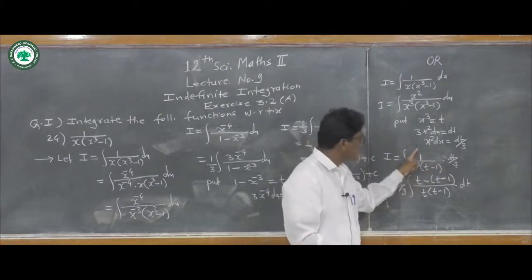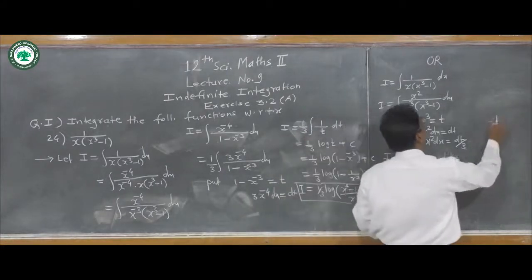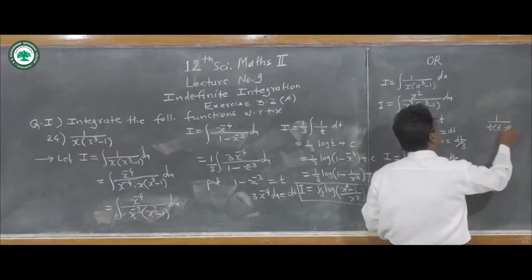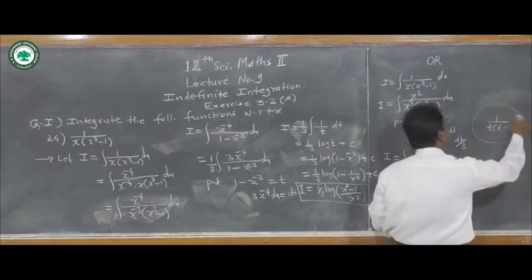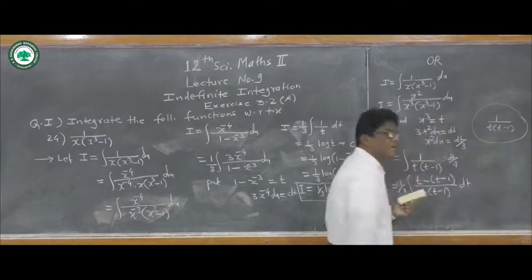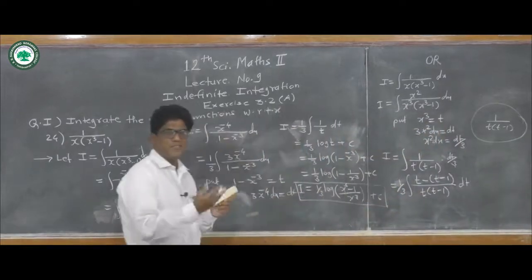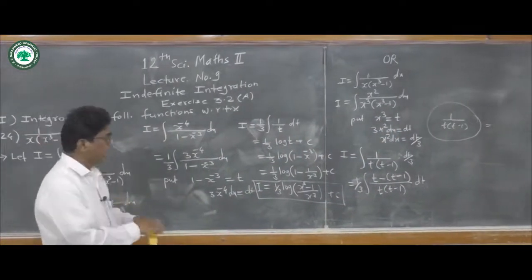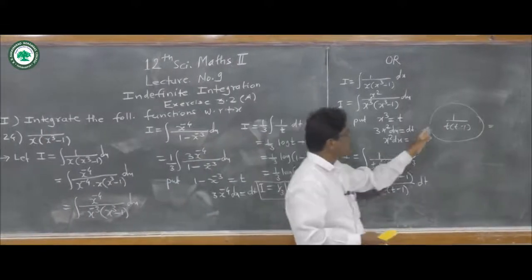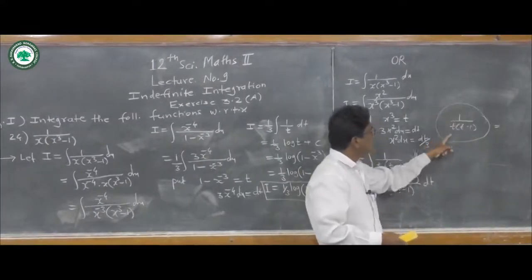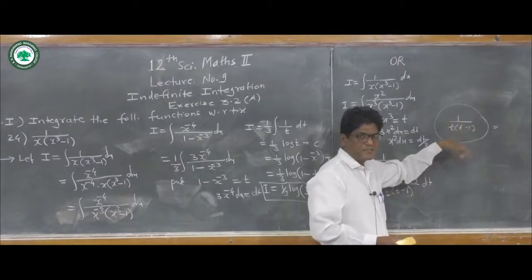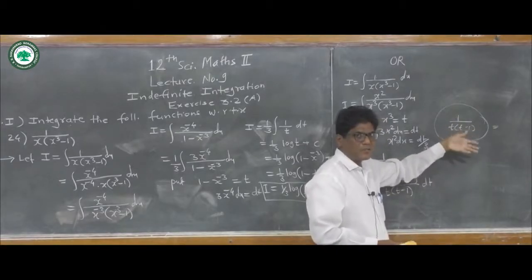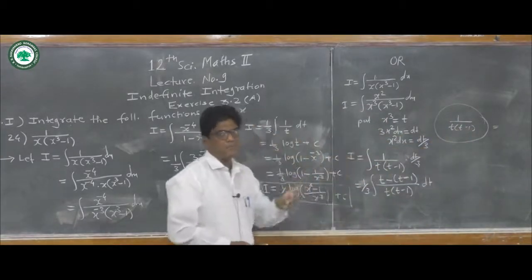Or we may solve this 1 upon t into t minus 1 using partial fractions, which is the next topic. So this is the other part. It is in our next topic, that is integration by partial fractions.